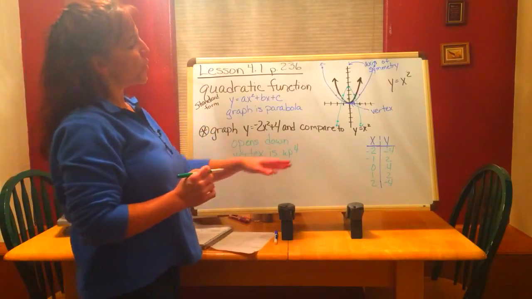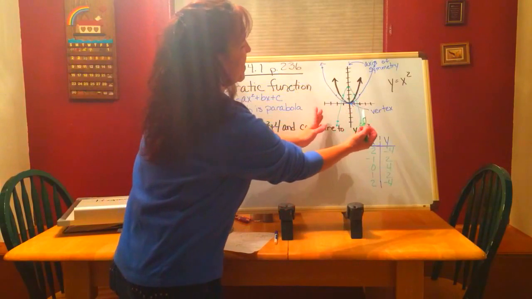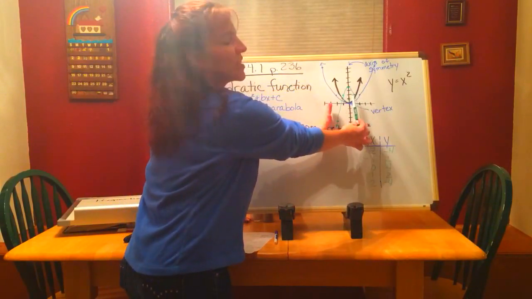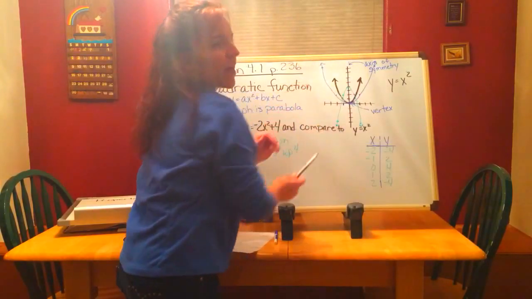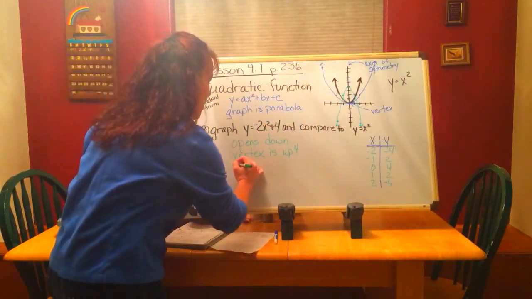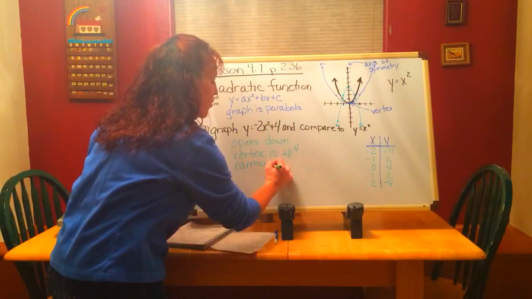And the other difference would be, I don't know if you can tell because one is up and one is down, but this graph, the green graph, is a little bit narrower. It's more narrow than your black parent graph. So it is a narrower parabola.